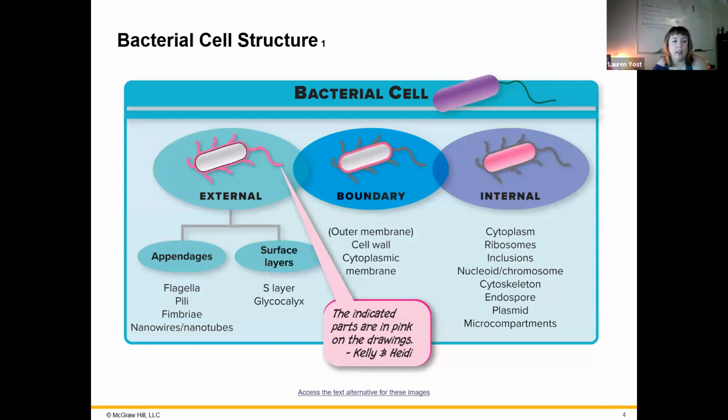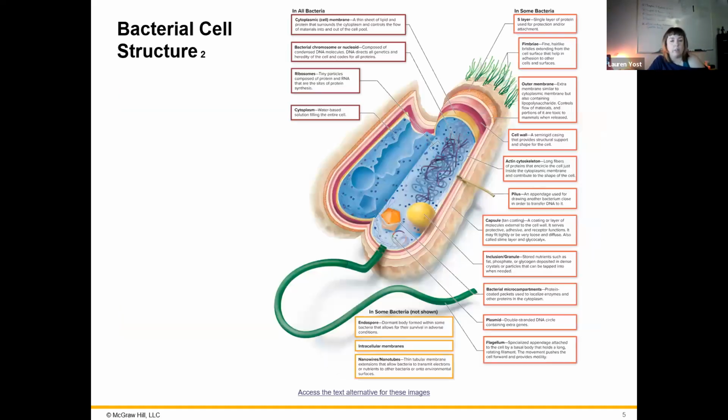So bacteria and archaea, on the outside of these organisms, we can have appendages and surface layers. Our appendages you would see here could be flagella, pili, the fimbriae, and nanotubes and things like that that allow transfer between cells. And then surface layers like a glycocalyx, which is a sugar layer. And then next that we have the boundaries. That's going to be our cell wall, cytoplasmic membrane, and sometimes an outer membrane, depending on the organism that we're talking about. And then inside, we have all these structures I'm not going to name for you, but we are going to talk about a lot of these structures and their function in the cells.